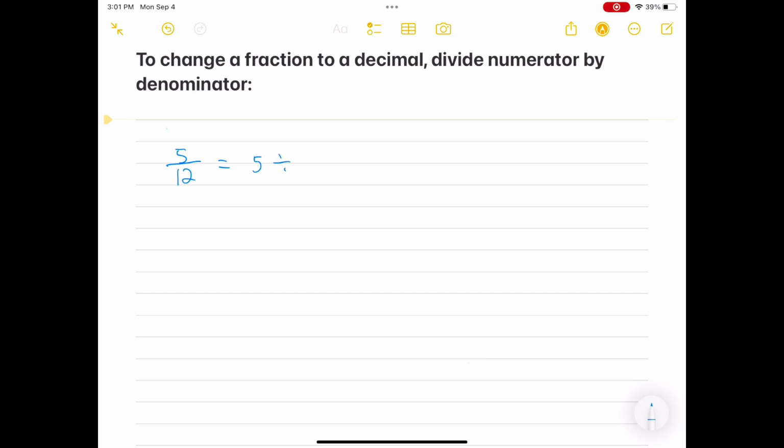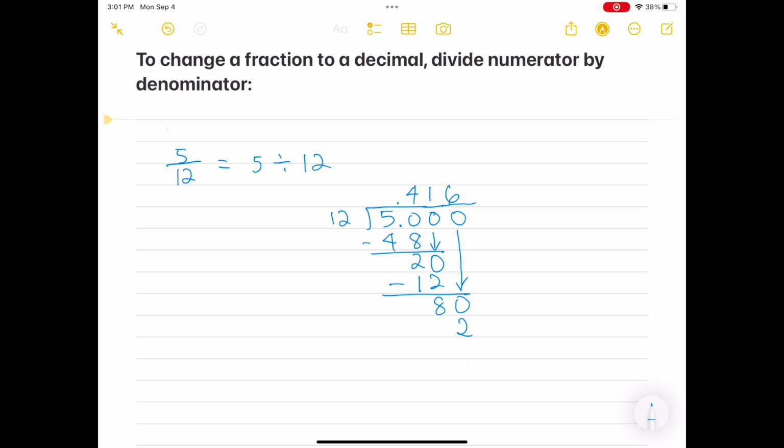5/12 converted into a decimal is 5 divided by 12. And once again, we make 5 into a decimal, adding as many zeros behind the decimal in order to complete the problem. And we find out here, once again, we end up with a repeating decimal. So it's 0.416 with a repeating 6. So we write out the decimal as 0.416 with a repeating bar over the 6. To box your answer so you can see what the final calculation is.